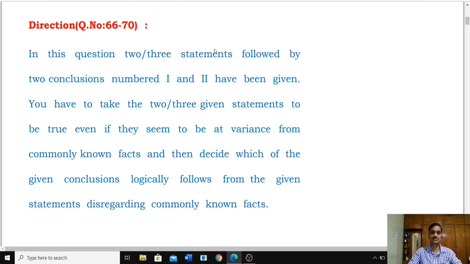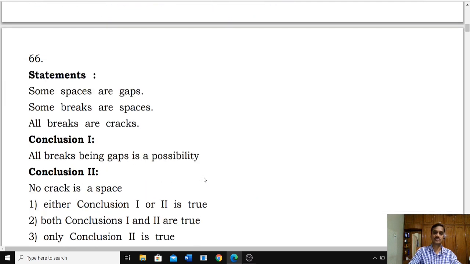66 to 70, these 5 are based on syllogisms. Then which of the given conclusions logically follows? Logically follows means it comes under the first model in our syllogisms, isn't it? First and the basic model. Then coming to the first one, some spaces are gaps. So how to represent this one? These are the spaces which are gaps.